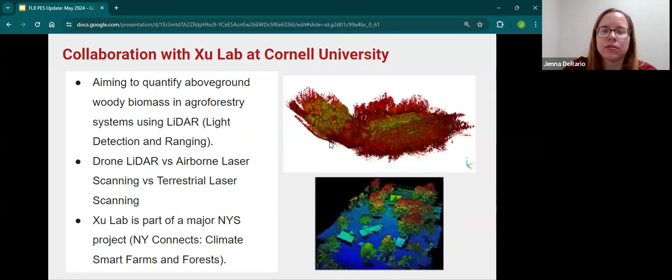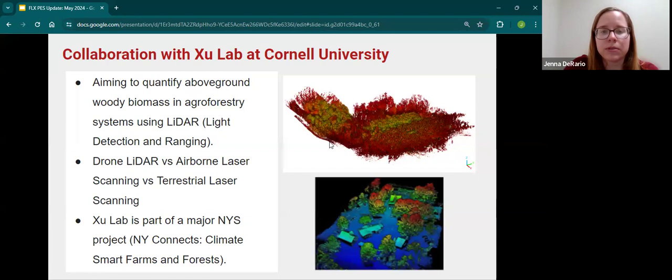So as I mentioned, most existing programs aren't really looking at trees in forests or on farmland. So there's forest carbon markets, there's agriculture carbon markets, but that in between has been lost in context.